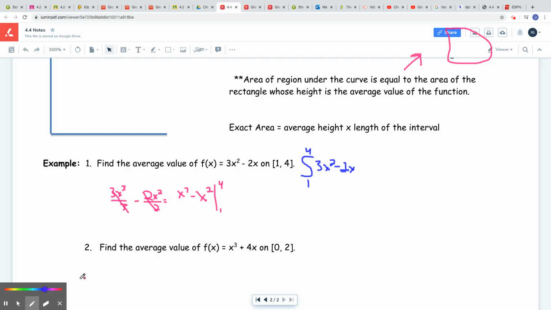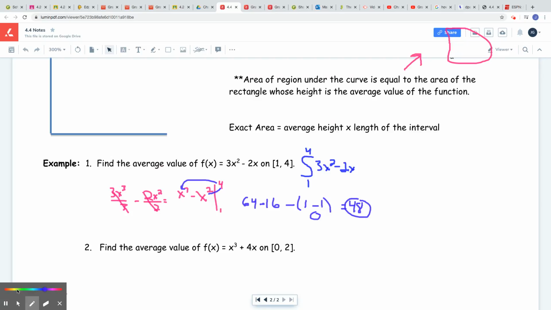So now I plug in 4. 4 cubed is 64, minus 4 squared, which is 16. Minus, in parentheses, plug in 1: I get 1 minus 1, which is 0. So 64 minus 16 is 48. Now, if this was just our problem, 48 would be our answer.